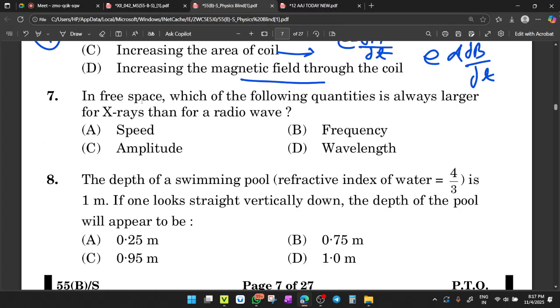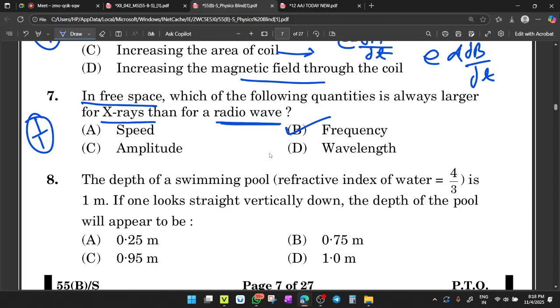Next question, student. In free space, which of the following quantities will always be larger for X-rays than for radio waves? Okay, so we have to find the quantity which is larger for an X-ray compared to the radio wave. Tell me which quantity will be larger. So the correct answer here is frequency. X-ray is a more penetrating wave compared to the radio wave, and the energy of the radiation becomes h nu.